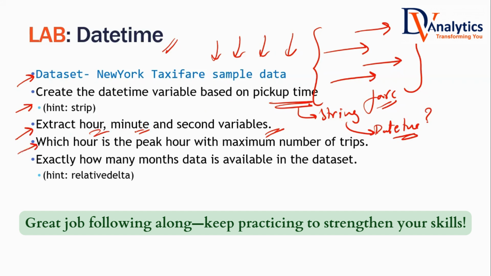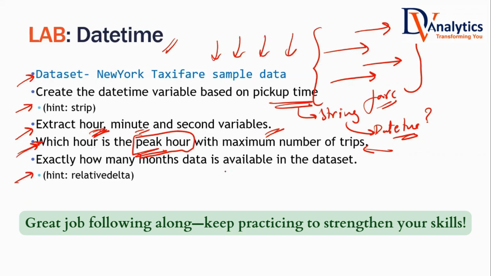And identify which hour is the peak hour with the maximum number of trips. After you identify the hour, you may have to do value counts. After doing the value counts, then you will get to know which hour is the peak hour. Maybe during that peak hour, we make sure that most of the taxis are available. Maybe we can increase the fare in that peak hour.